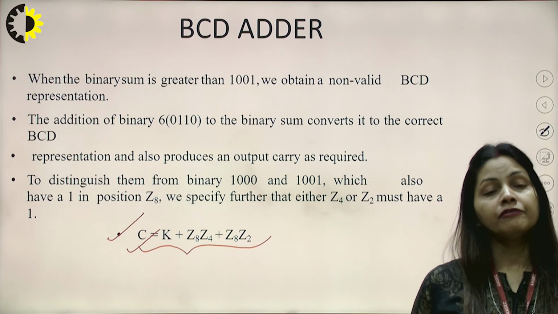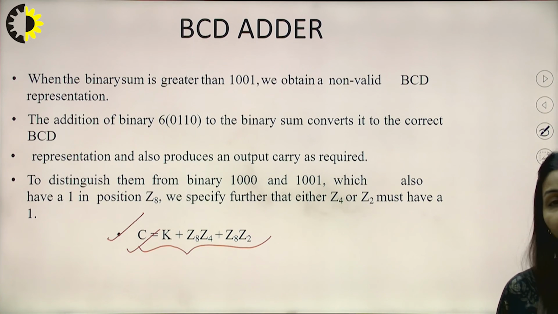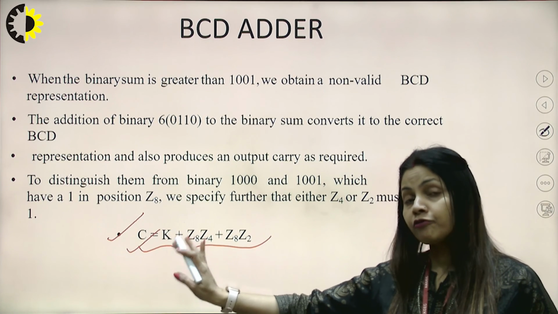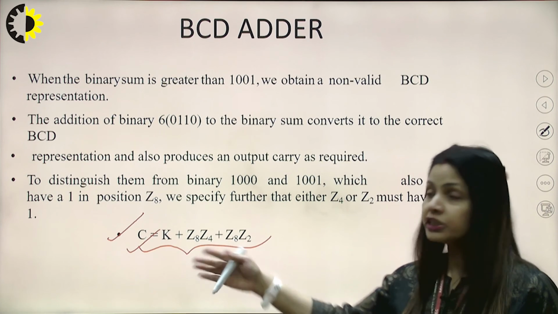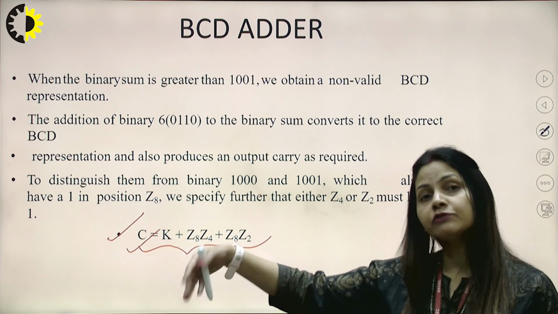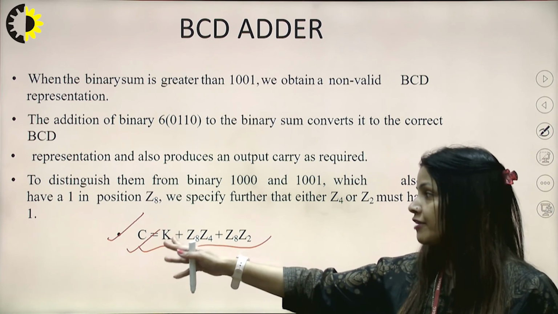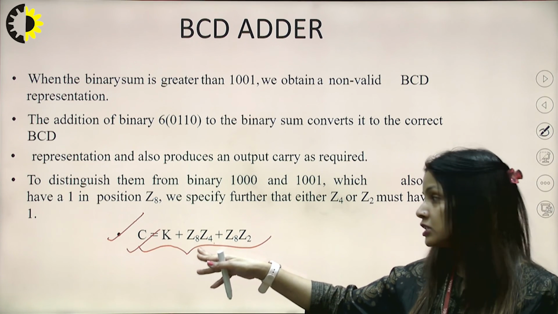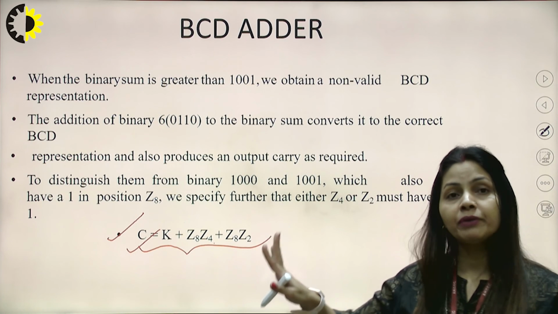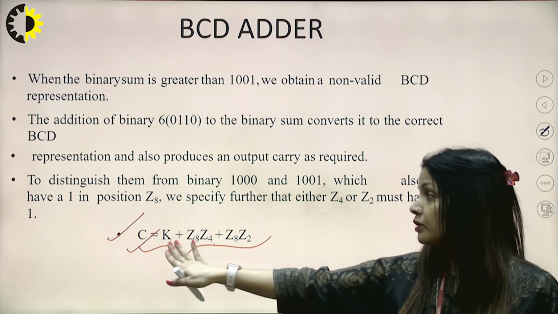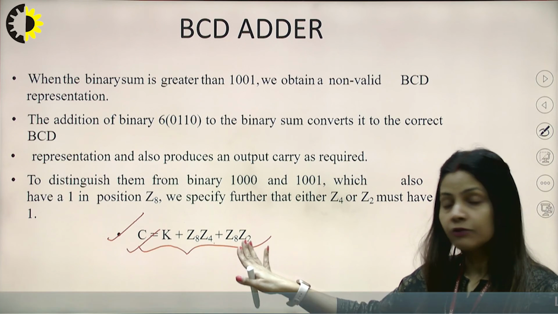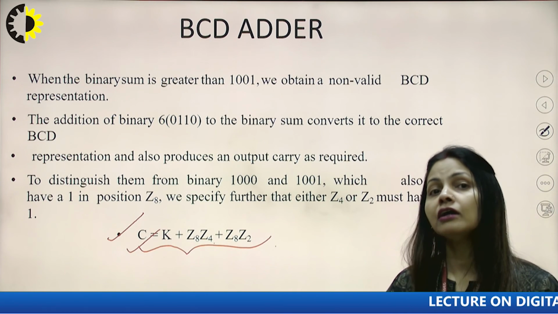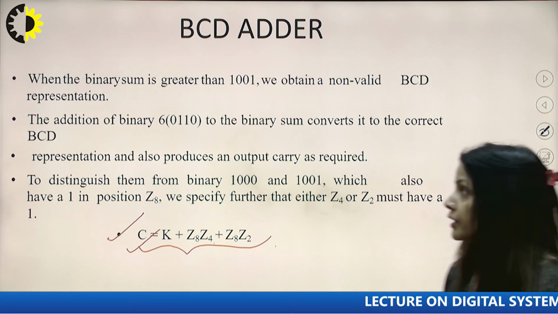So, here we can consider that the carry is 1, for which cases can the logic be applied? The carry is 1 whenever K is 1, or the product Z8 Z4 is 1, or the product Z8 Z2 is 1. So, for all these three cases, we have the carry out C equal to 1.